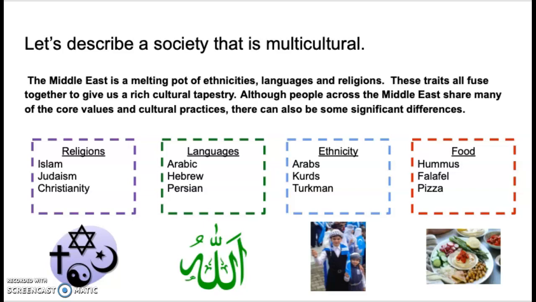The religions you might find: Islam, Judaism, Christianity. Languages are Arabic, Hebrew, and Persian. Some ethnicities in the Middle East are Arabs, Kurds, and Turkmen. Some of the foods you might find are hummus, falafel, and pizza.